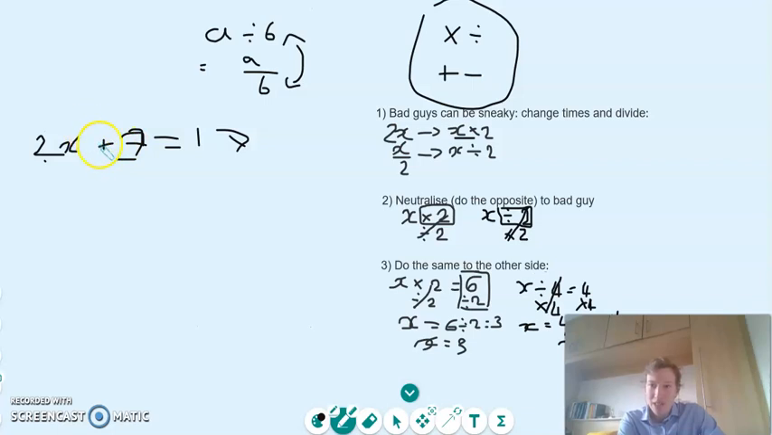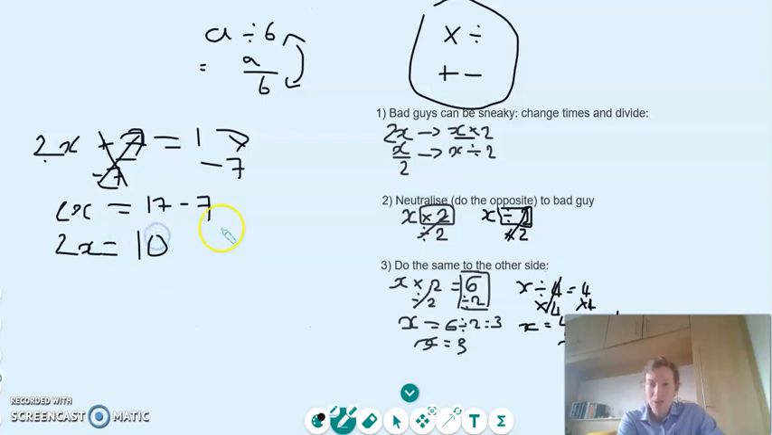So, how do we deal with a plus 7? Well, we do the opposite to it. What's the opposite of plus? Minus. So we minus 7 here, and that neutralizes it. And then whatever we do to one side, we do to the other. So we minus 7 to one side, so we've got a minus 7 to the other side. So we end up with 2x. That thing doesn't change, 2x. This thing's gone, there's nothing left. Equals 17 minus 7. And 17 minus 7 is 10. So 2x is 10. We're getting closer now.